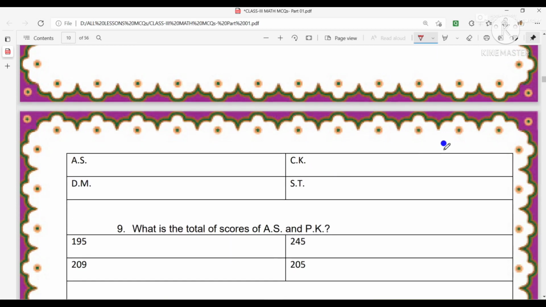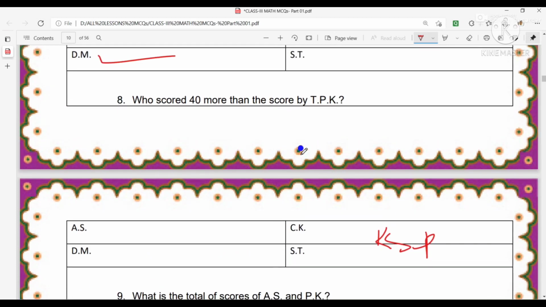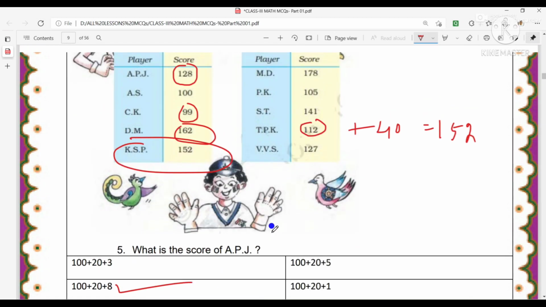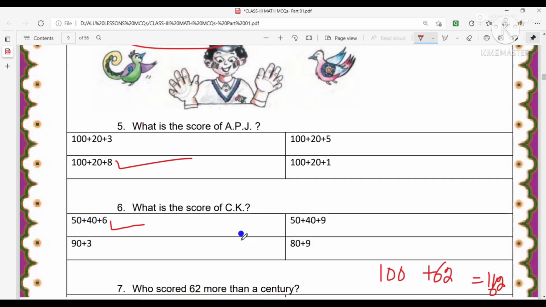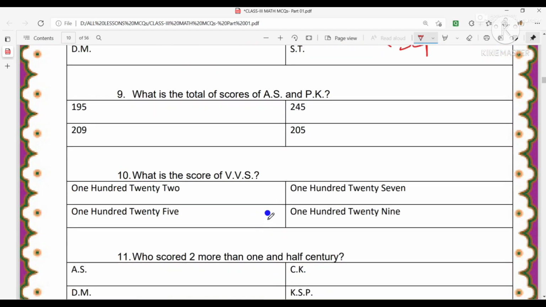Score of TPK plus 40. The score of TPK is 112 plus 40, that is 152. So the answer will be 152 by KSP. But the option is not given here. So the answer will be KSP.